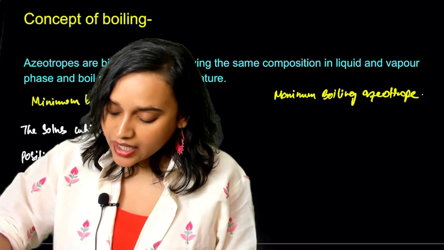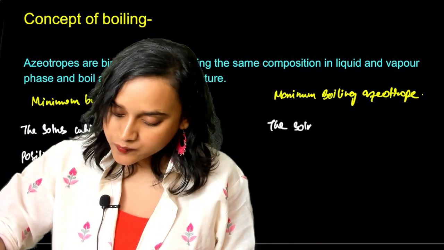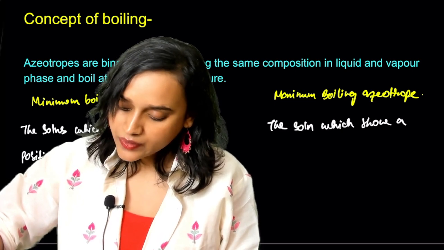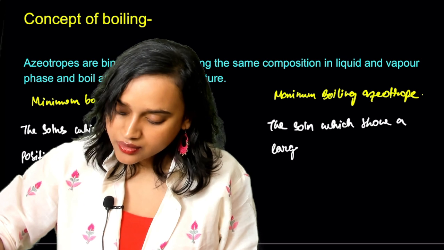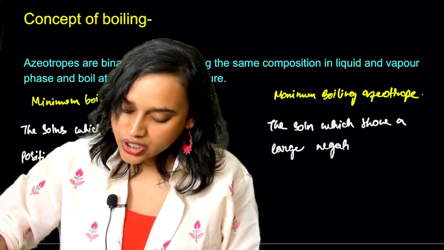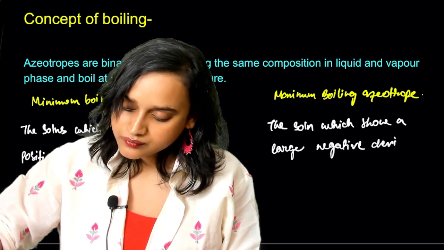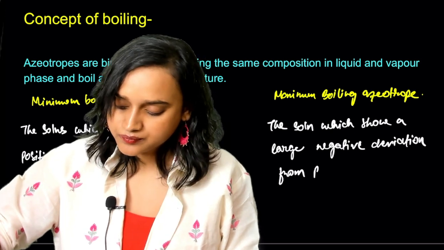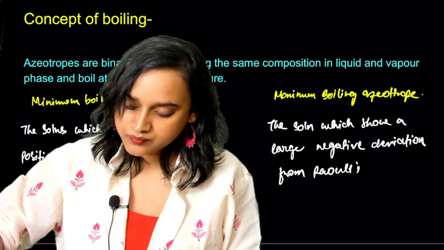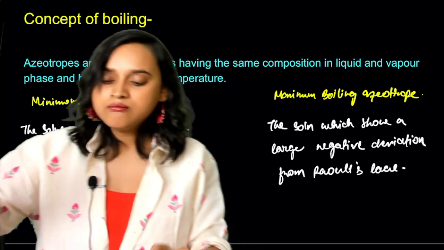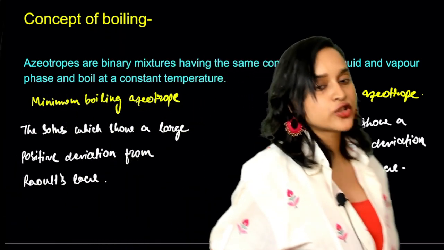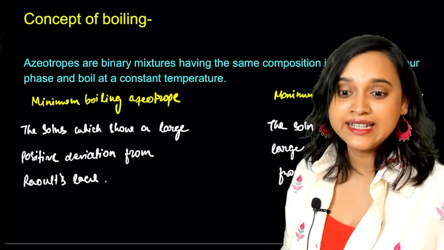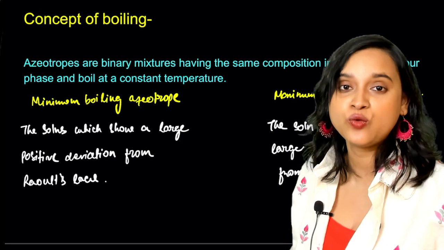And here what can I write? I will have to write the solutions which show a large negative deviation from Raoult's law. They are going to form maximum boiling azeotrope. Do we understand this, everybody? Perhaps no doubt here. I hope that I'm absolutely clear to you all.